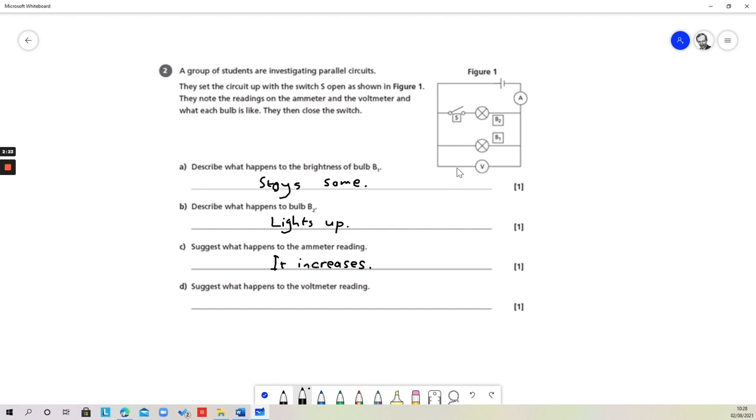The voltmeter here is measuring the potential difference. The potential difference across each loop of a parallel circuit won't vary. So in that case, let's put here, stays the same.